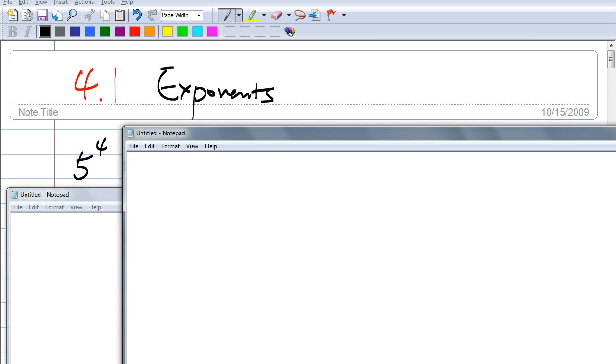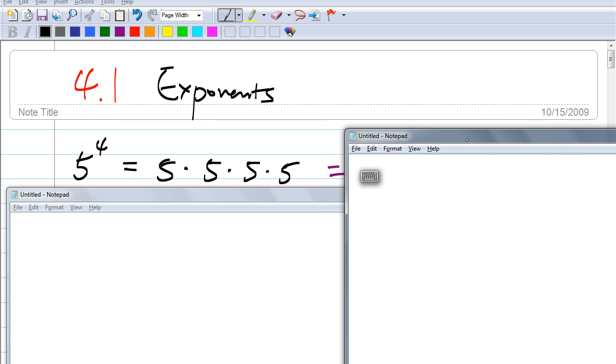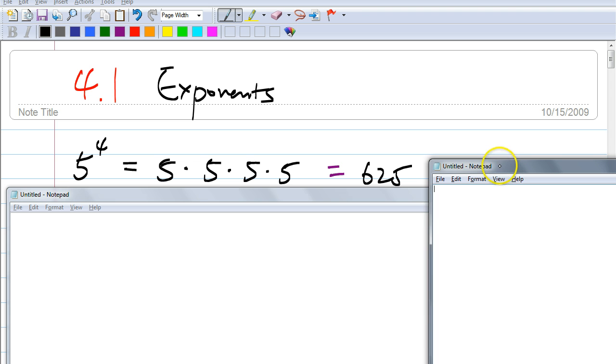So for example, if I have 5 to the 4th power, what does it mean? Raise your hand. Exactly. It means you multiply 5 how many times? 4 times. Does anybody know offhand what this equals? No, never mind. It's correct. It's 625 because it's 25 times 25. Isn't that right? Okay, so that's what we got there.